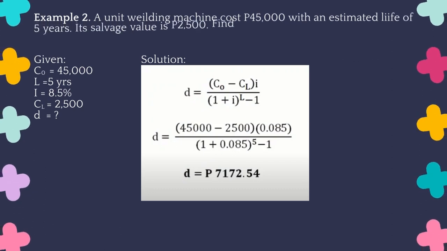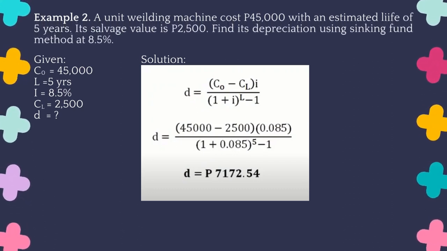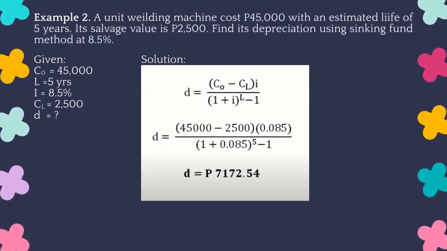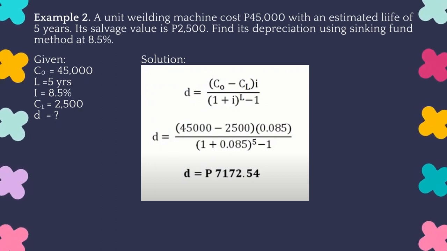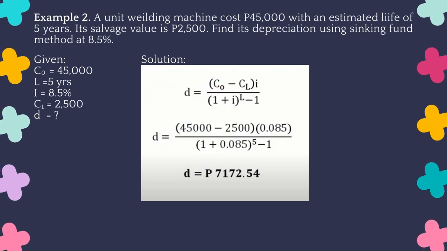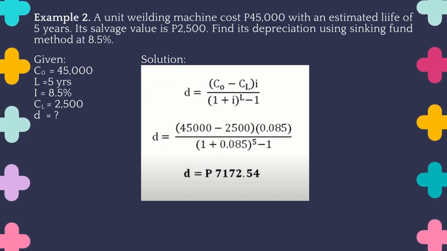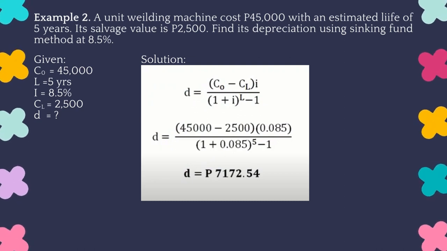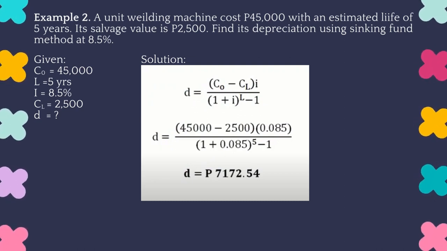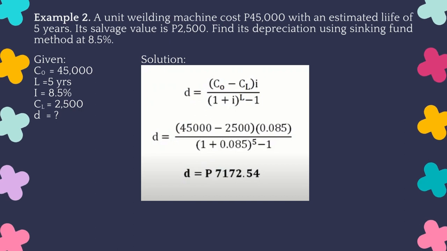So here is the problem. A unit welding machine costs 45,000 pesos with an estimated life of 5 years. Its salvage value is 2,500 pesos. Find its depreciation using the sinking fund method at 8.5%.